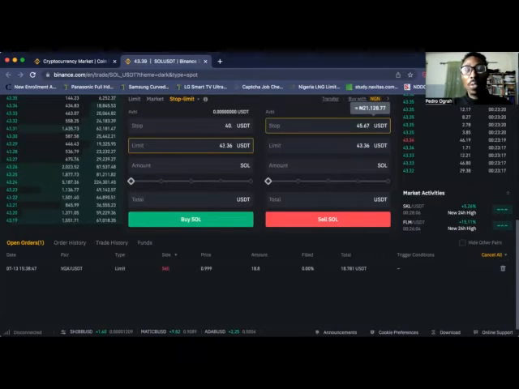Then in terms of our stop loss, let's say I want to buy at 45.45 US dollars, or let's say I want to buy at 43.36 USDT. But if it goes down to 40, I prefer to exit the market. These are what you know as order types.